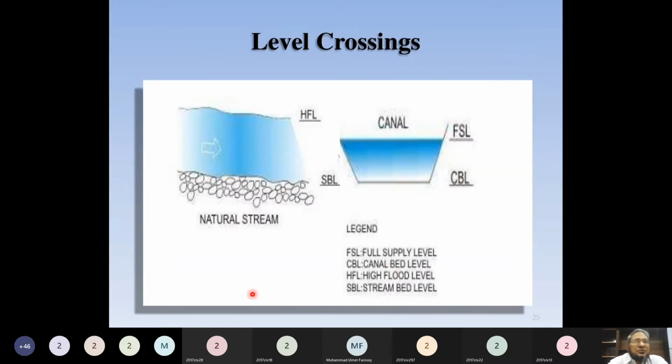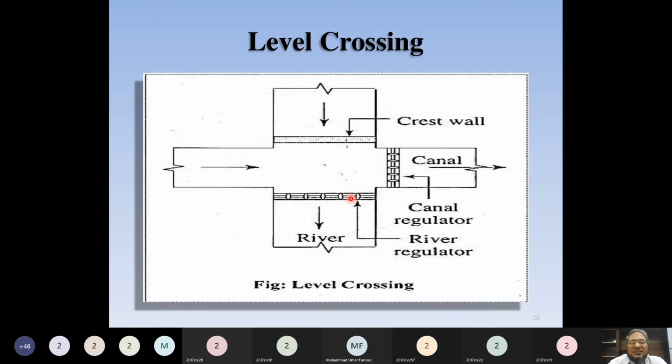Now this is the conceptual diagram which shows that when we have to provide a level crossing. Now this stream is moving in this direction, and a canal we are designing in this direction. And if the canal bed level and the stream bed level are more or less same, then we have to provide level crossing. This is the plan of a level crossing, a typical level crossing. So this one is the river and this one is the canal. So here you can see that two regulators are provided. One on the downstream of the canal, on the head regulator, downstream of the level crossing. This is called as canal regulator, and this regulator is called as a river regulator. So regulator means these are gates which are provided. And this is the crest wall.